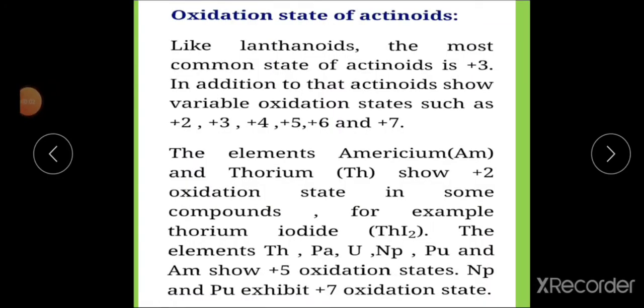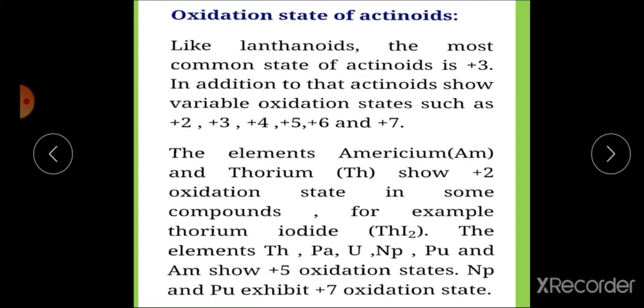Then, oxidation states of actinoids. The +3 oxidation state is the most common oxidation state in actinoids. This is due to the loss of one electron from 6d and two electrons from 7s orbitals. Actinium and thorium show the +2 oxidation state also.